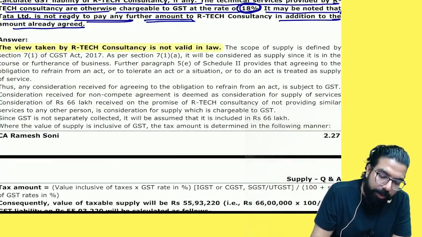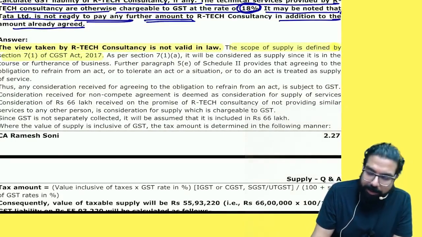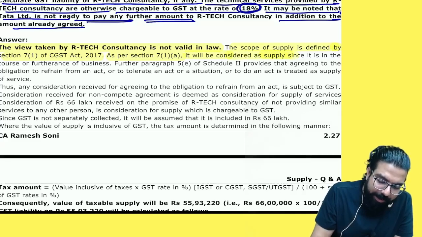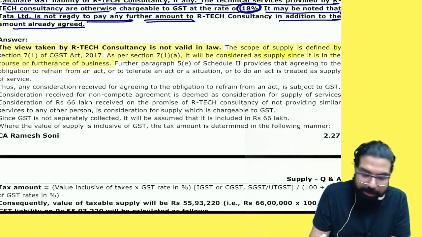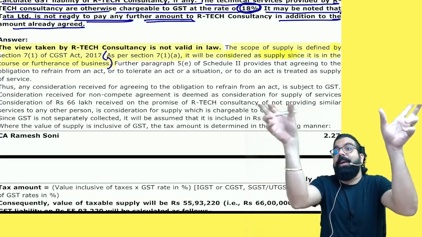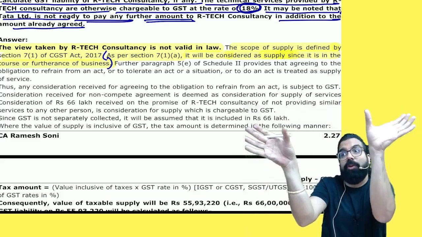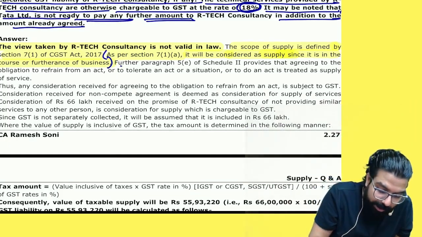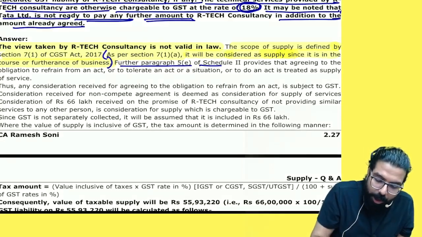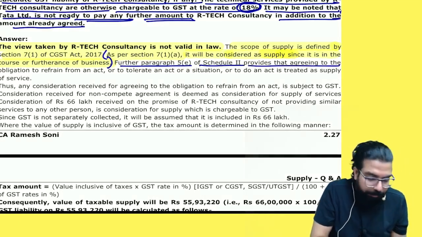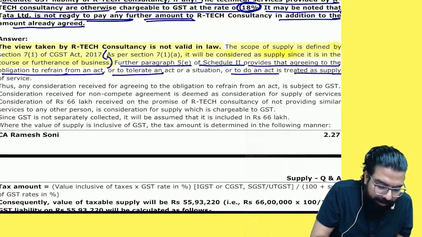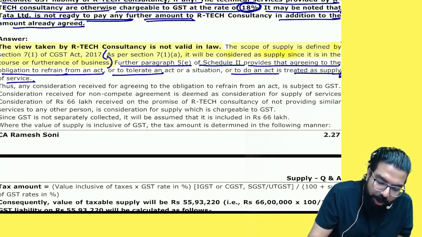See here. The scope of supply is given in section number 7. As per section 7(1)(a), it will be considered as supply since it is in the course of business. They have written section number 7 first. Then after it is supply, they will say whether it is supply of goods or supply of service. Further, paragraph 5(e) of the schedule provides that agreeing to the obligation to refrain, tolerate, or to do an act is always a supply of service. People, is this the law?